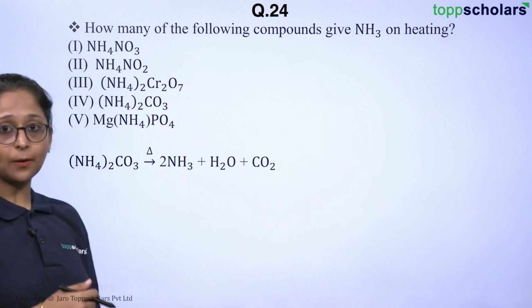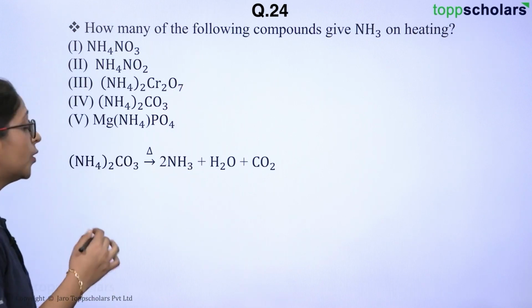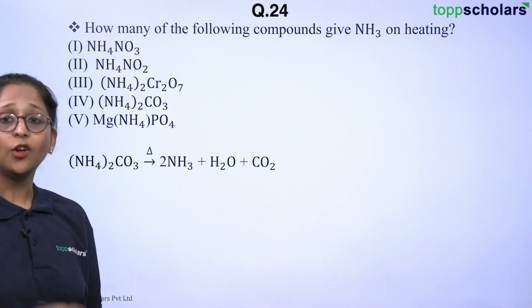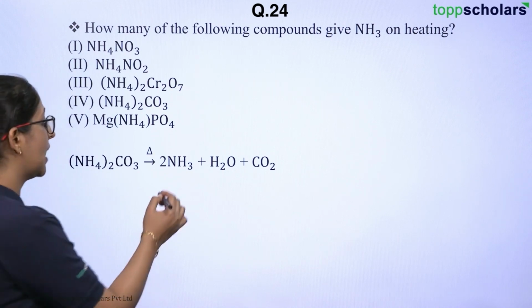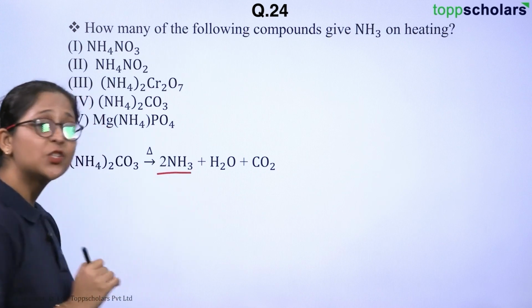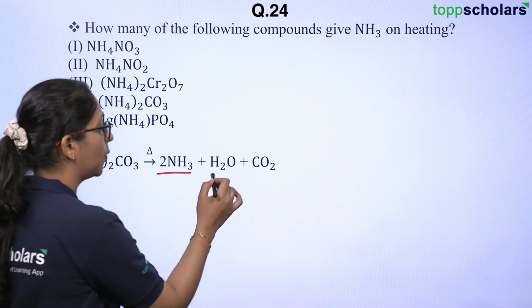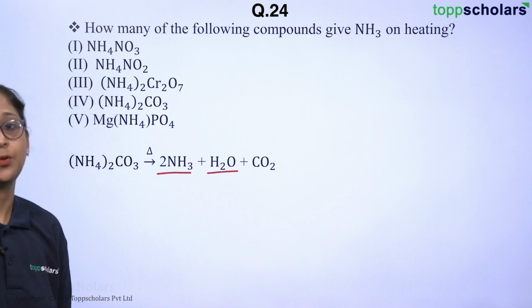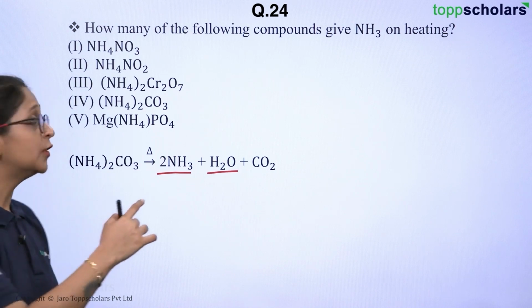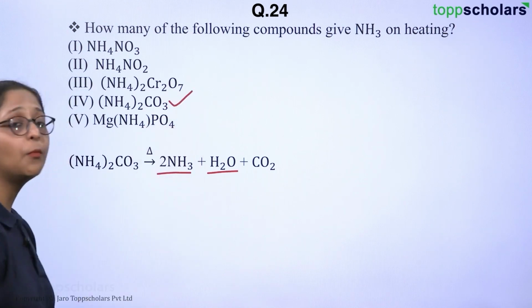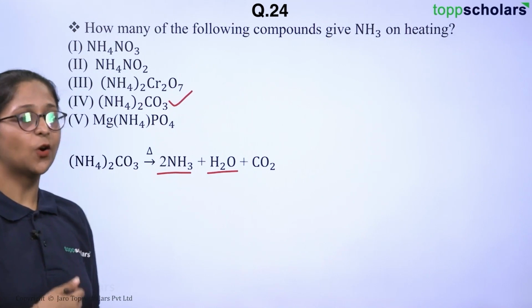So the fourth compound that we have is (NH4)2CO3. On heating this compound, we can see that it produces 2 NH3 molecules, and along with that we have water and CO2 gas, that is carbon dioxide. So with this compound, we can see that ammonia is released on heating.